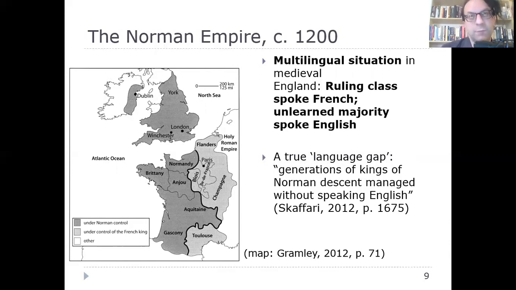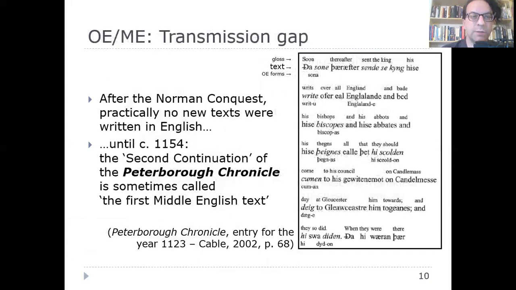So even if we say that maybe 95% of the people in England spoke English and nothing but English, this doesn't really matter to us as historical linguists because these people are not leaving behind any written sources. So at the time, there seems to have been a true language gap with generations of kings of Norman descent somehow managing to rule this country without ever really having to speak a whole lot of English, which is kind of interesting too. So what you see here is a map of the Norman Empire at the height of its power, at the height of its geographic extent as well, around about the year 1200.